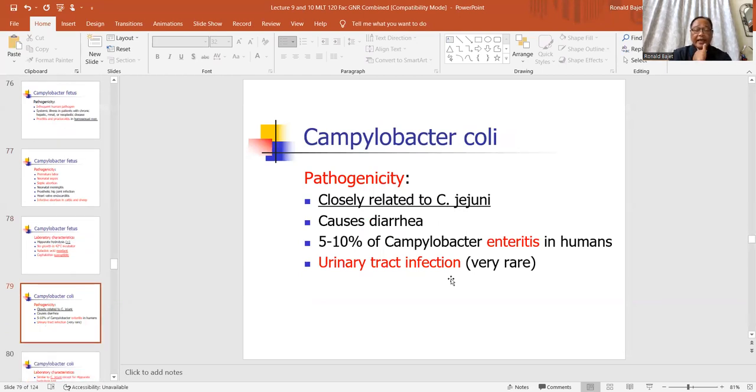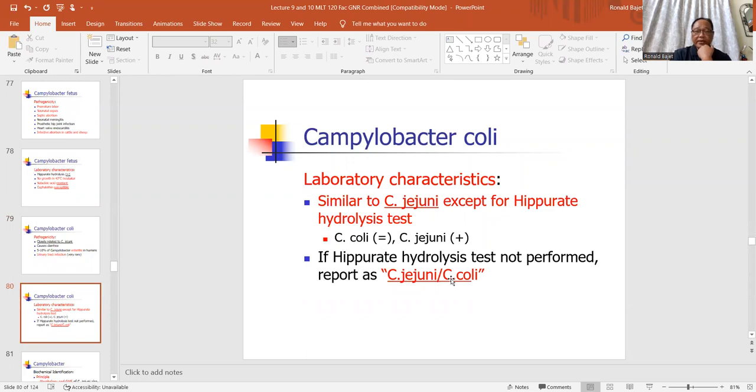Okay, pathogenicity. Campylobacter coli is similar and closely related to Campylobacter jejuni. So coli and jejuni go hand in hand because they're very, very similar. It causes diarrhea, causes enteritis in humans, and UTI. UTI is rare. So it's very similar with the exception of hippurate hydrolysis. Other than that test, coli and jejuni are similar. So if I ask you what other Campylobacter species is similar to jejuni, the answer would be Campylobacter coli, okay? It's sometimes written as a combination, C. jejuni and C. coli, all right?